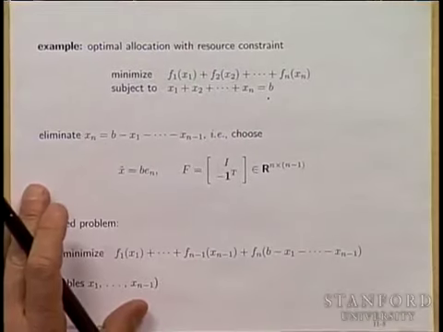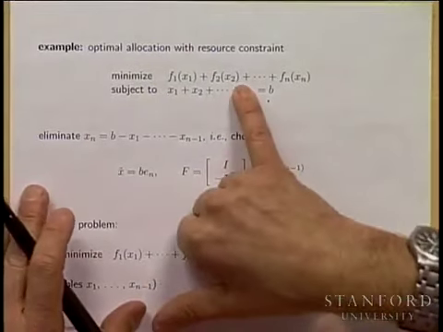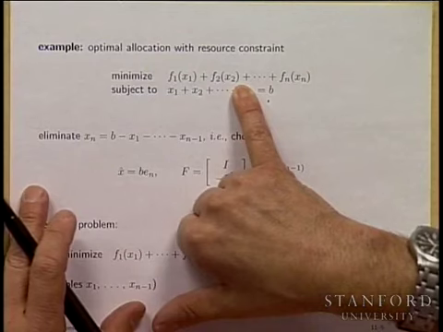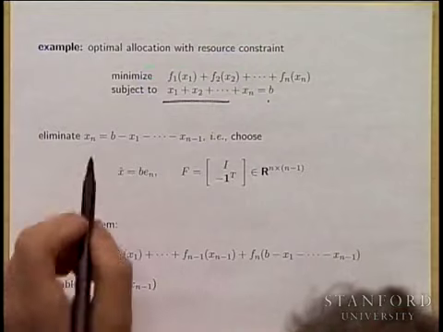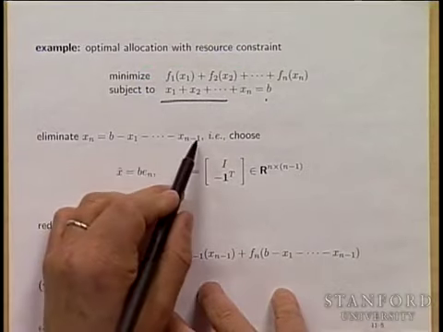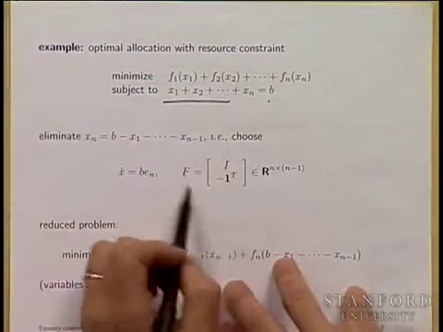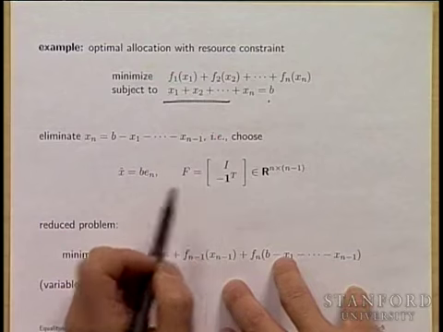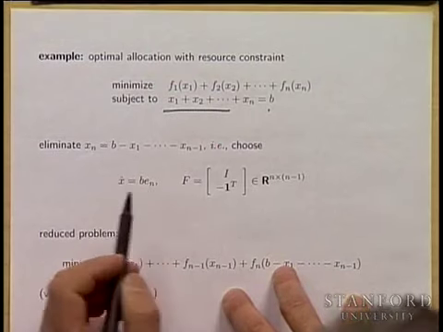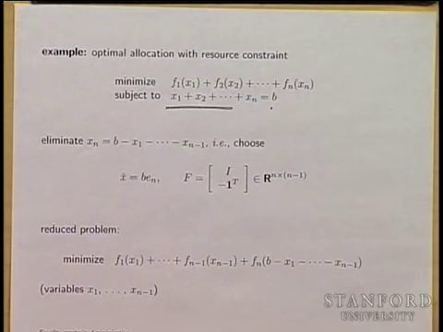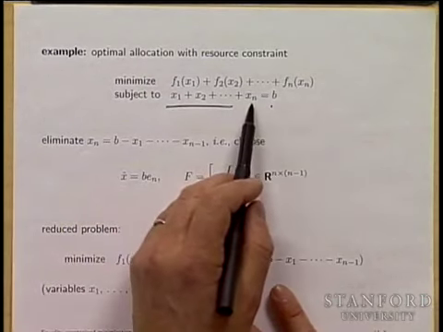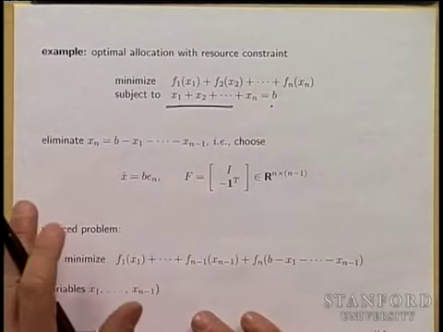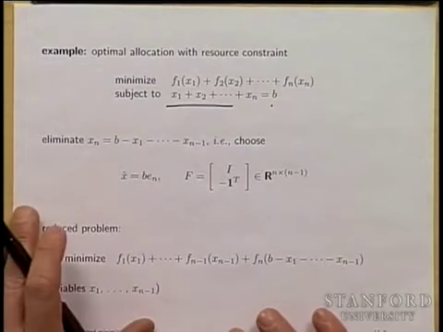Okay. Well, what you could do is very, very simple. Imagine x1 through x_{n-1} as free variables. Once you've fixed these, then xn is simply b minus x1 minus and so on. By the way, this is the same as choosing F to be this matrix here, and x hat is b times en. That's the particular solution: give all the resources to the nth user. It is a feasible point.